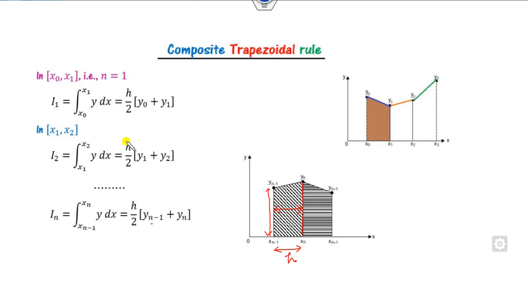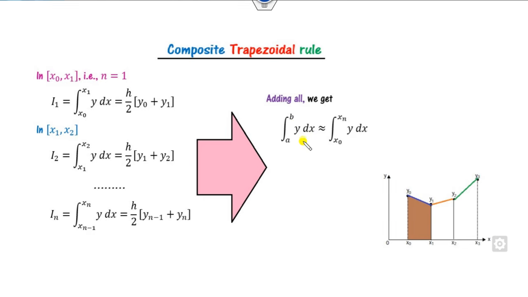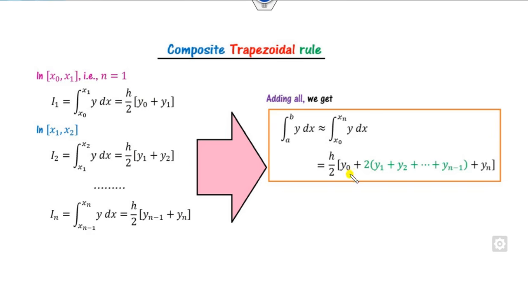Now if I join all those, then it will give you the area under the curve from A to B, or from x0 to xn. And if I add them on the right hand side, what will happen? y1 is doubled, y2 is doubled, yn minus 1 is doubled, and the first term and the last term are single terms. So y0 and yn are single, and the rest are all doubled. And in this formula, where is the h? h is the length here, and this is called the composite trapezoidal rule.